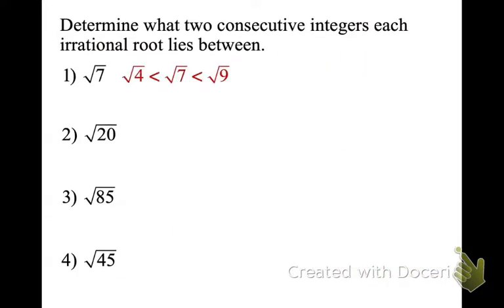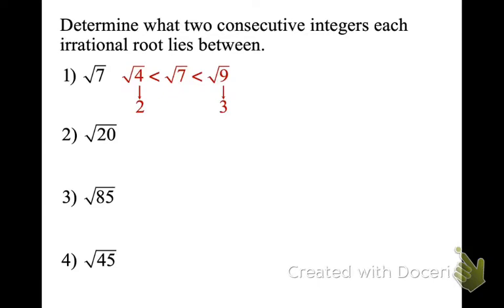Another thing that they could ask you is what integers this falls between. It says determine what 2 consecutive integers. You find out what perfect squares this falls between, and what comes before it is a 2. Square root of 4 is 2, and what comes after it, the square root of 9, is a 3. And so when they ask what 2 integers the square root of 7 falls between, it's between 2 and 3. Now you try the next one. Pause it and see if you can tell me.